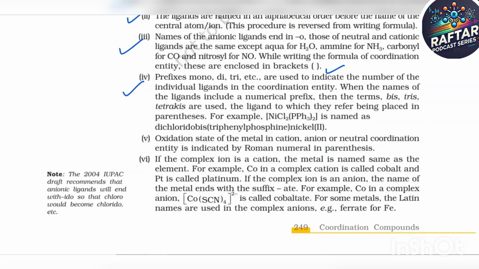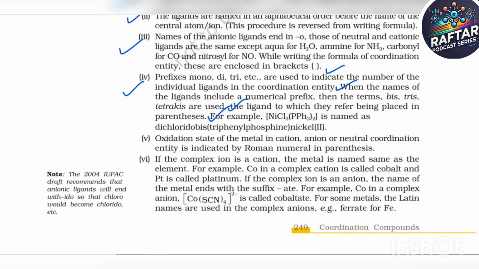Prefixes mono, di, tri, tetra are used to indicate the number of individual ligands in the coordination entity. When the names of the ligands include a numerical prefix, then the terms bis, tris, tetrakis are used. The ligand to which they refer is placed in parentheses. For example, [NiCl2(PPh3)2] is named as dichlorobis(triphenylphosphine)nickel(II).